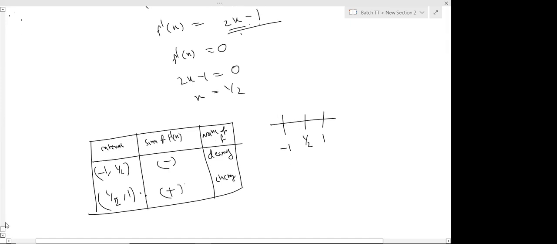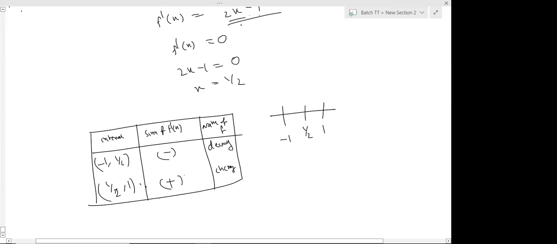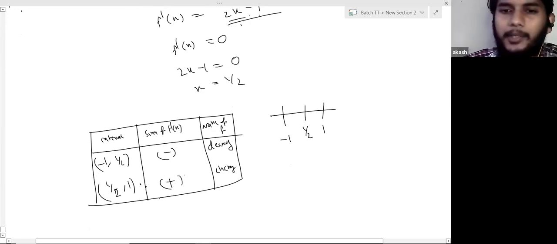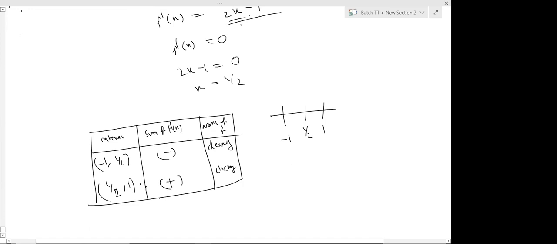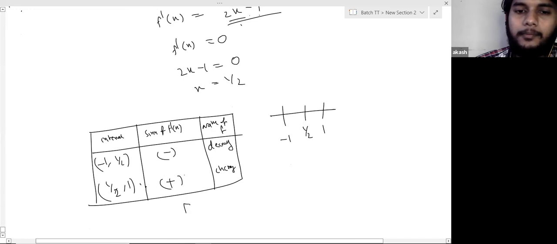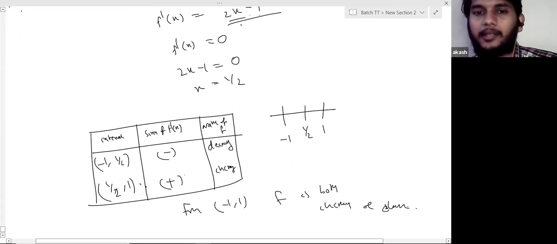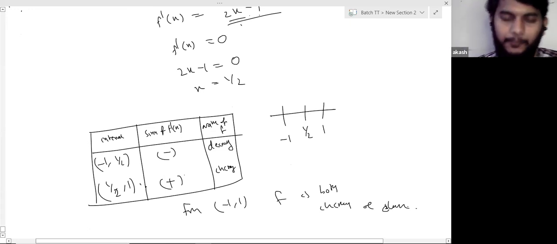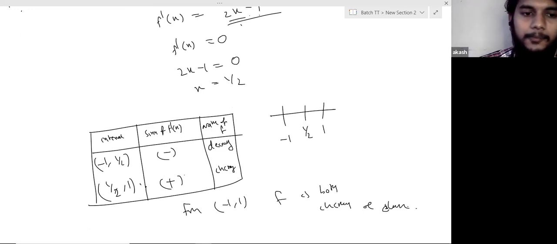Yes, sir. I forgot to make the number line. Yes, it's absolutely right. Okay, sir. So we can see, from minus 1 to 1, the function is both increasing and decreasing. So it is neither increasing nor decreasing. All right, let's write that line and it will be clear. Ryan, is this thing clear?